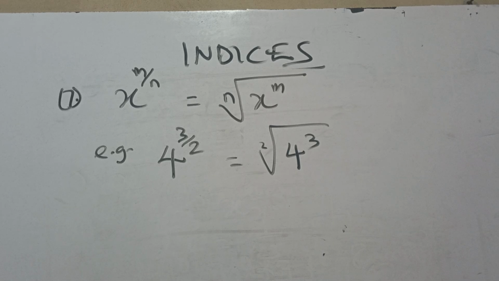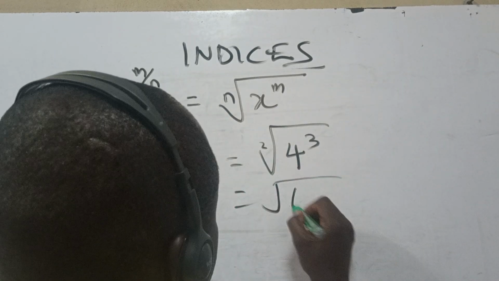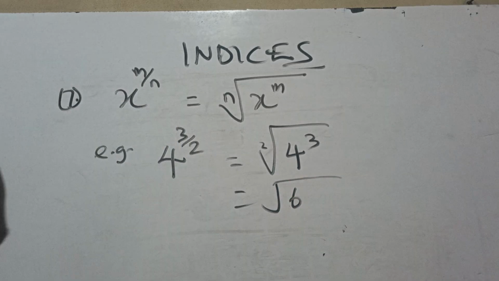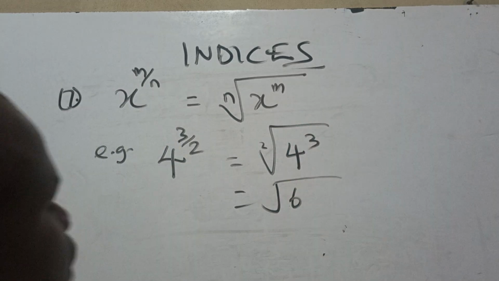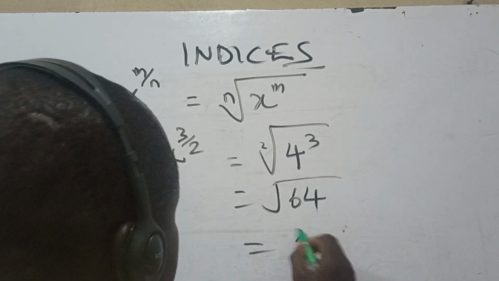So if we have this, at the end of the day, we are going to have this to be the square root of 64. So this is what we are going to get. 4 raised to power 3. 4 times 4 is 16. 16 times 4 is 64. Then the square root of 64 is equal to 8.